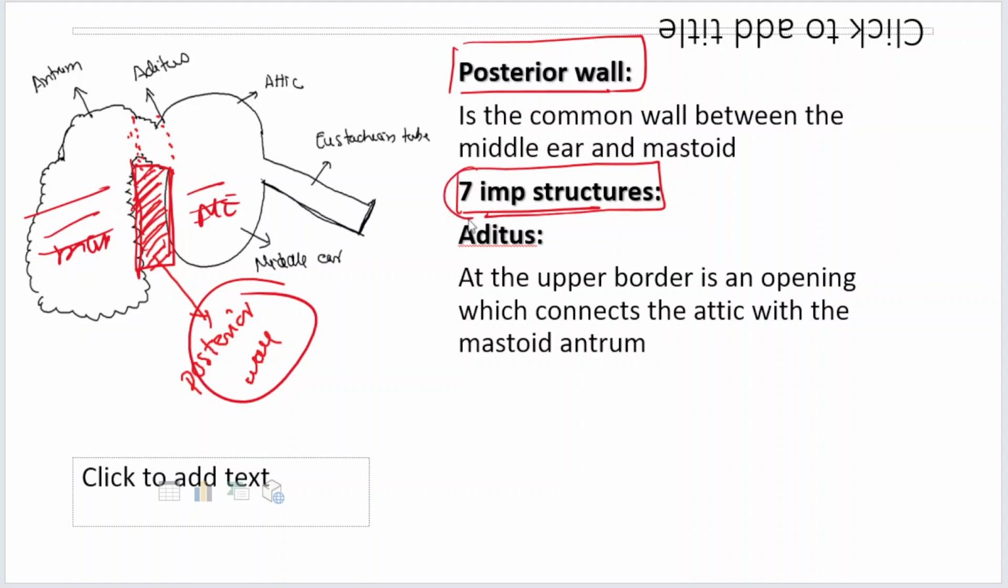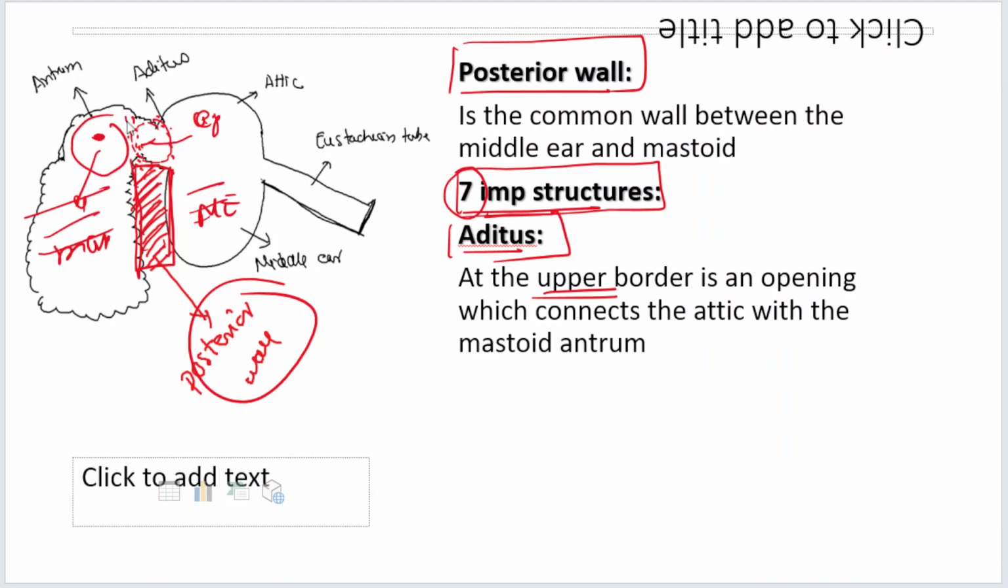Now remember, there are 7 important structures. The first one is the aditus. Aditus is nothing but an opening. This attic, the whole thing, is the middle ear. This is the attic, the upper part of the middle ear, also called the epitympanum. And this attic will lead through the aditus into the antrum. We talked about this. Antrum is the largest air cell. From there you enter into the mastoid air cell system.